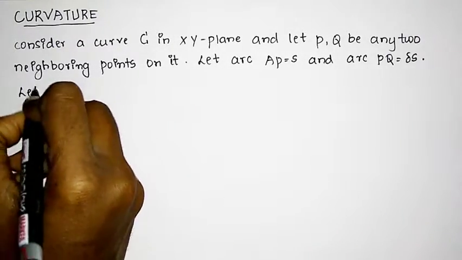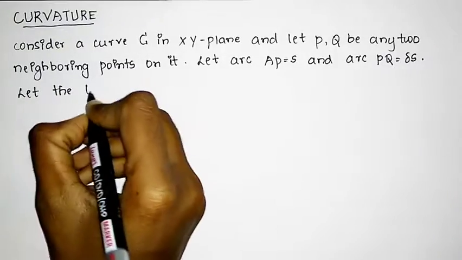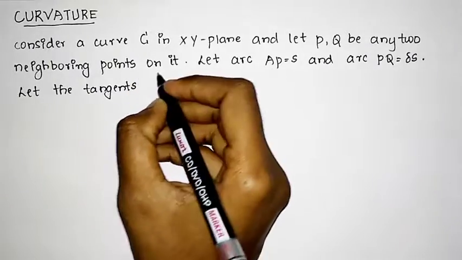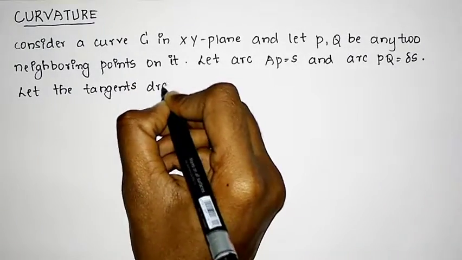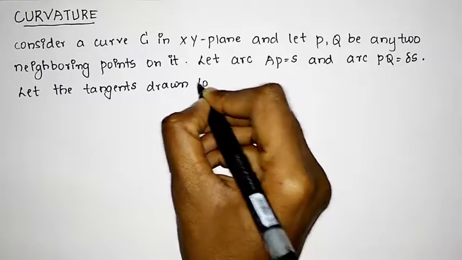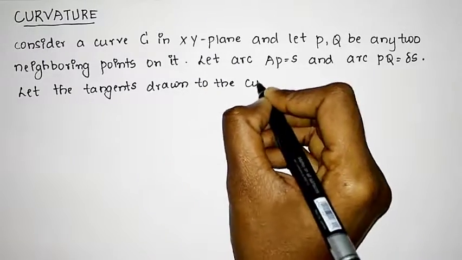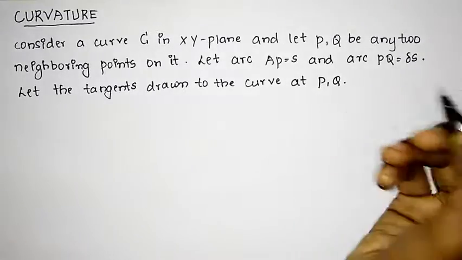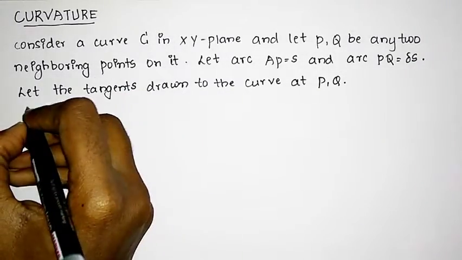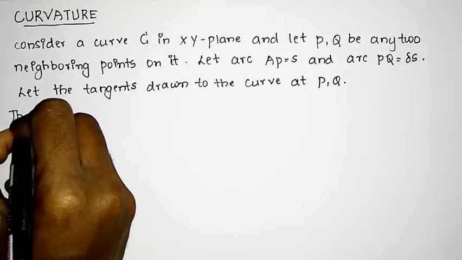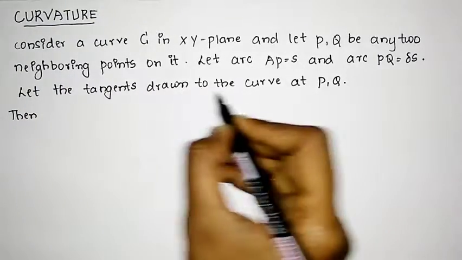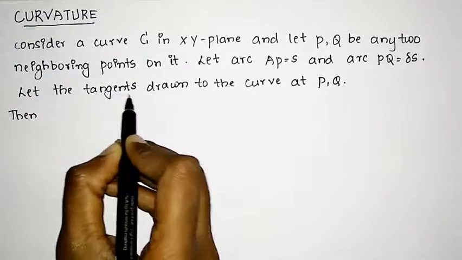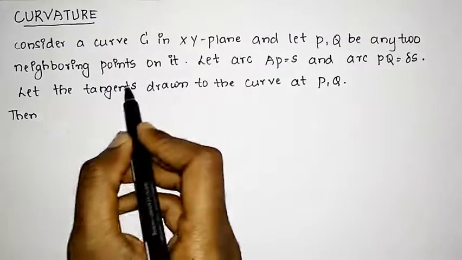So then let the tangents be drawn to the curve at P and Q. Then we have considered the two tangents drawn at the points P and Q. Once we have drawn the tangents, we need to consider the angle of the tangent.